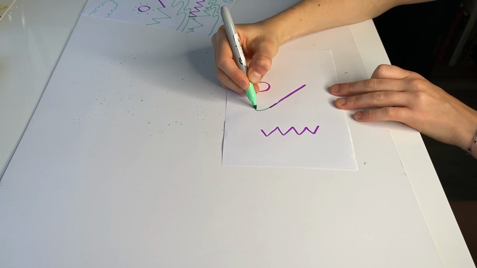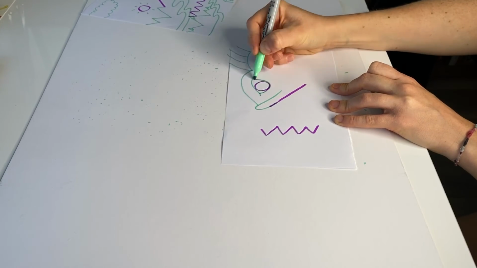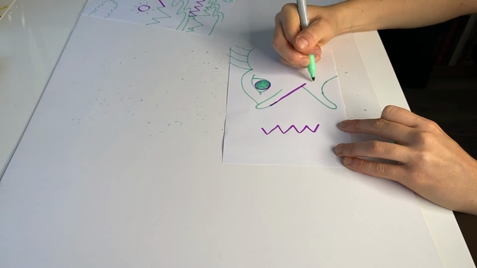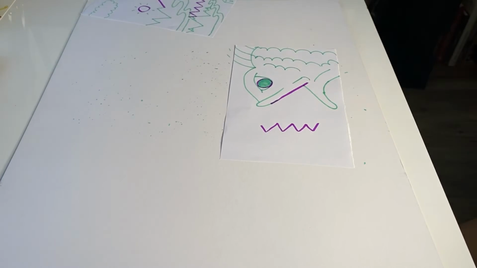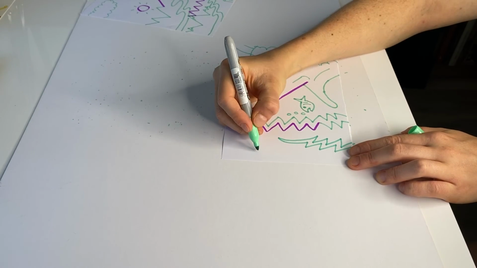Here, I see a circle being an eye of an angry fish. I draw the fish, make a seaweed out of my zigzag line, and complete the drawing, adding other elements to fill in my paper.